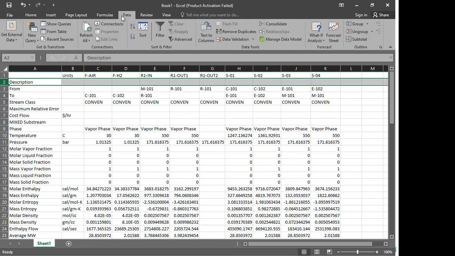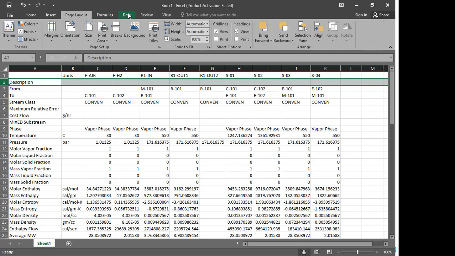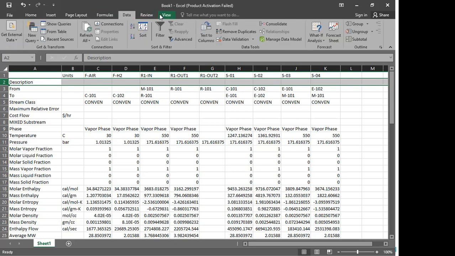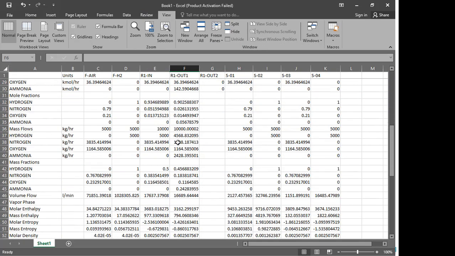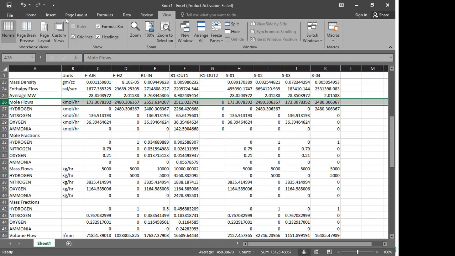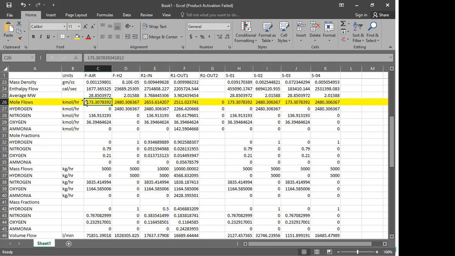I will freeze the header. Review, which one? Freeze. Okay. Freeze, and then you go to the mole flow. Sorry, you can go to the mole flow, and then you choose this one, nitrogen. The nitrogen information.